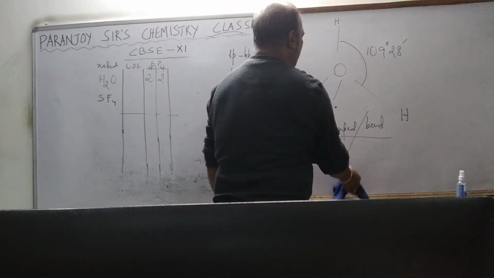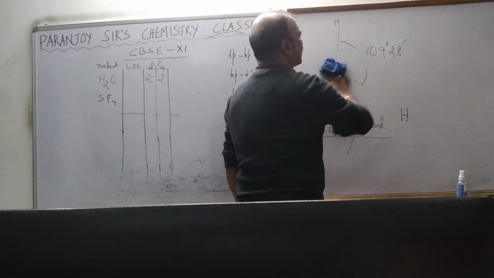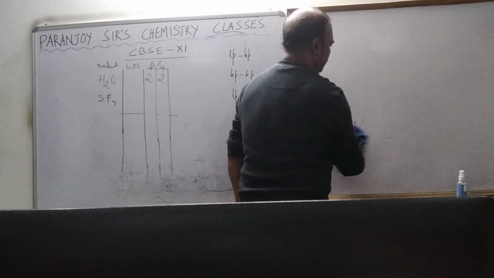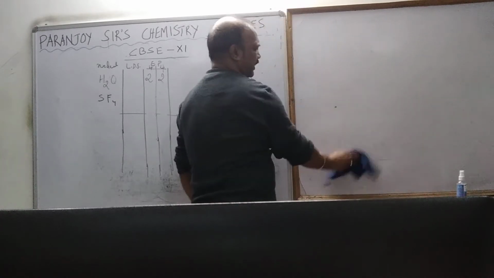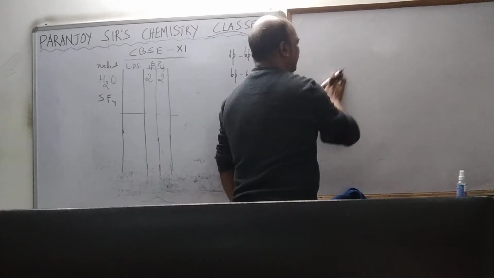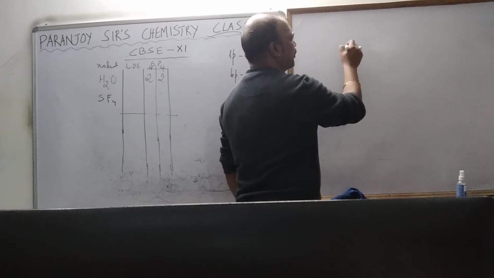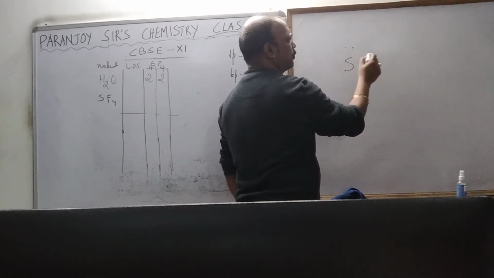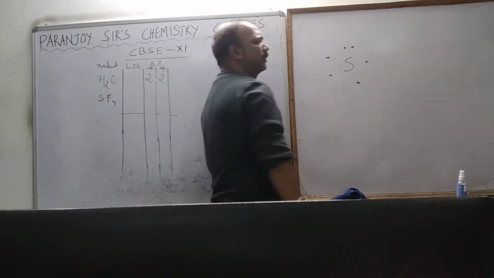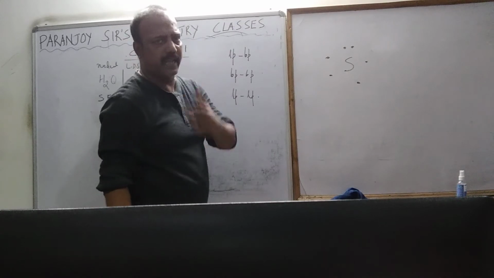How many valence electrons are there in S? 6. Fine. 6 electrons are there, so draw 6 electrons on S. There should not be any doubt, Rahul. 1, 2, 3, 4, 5, 6. Okay, 6 electrons I have drawn on S.